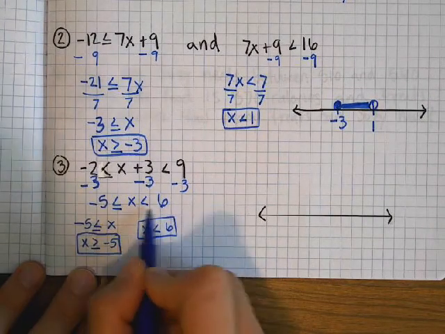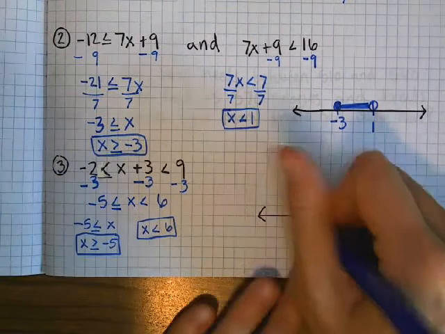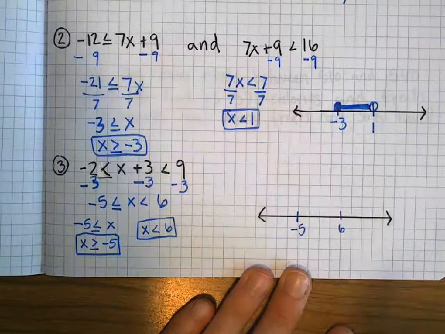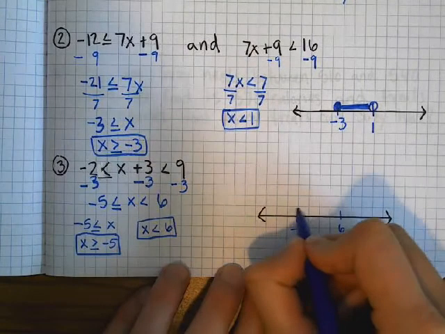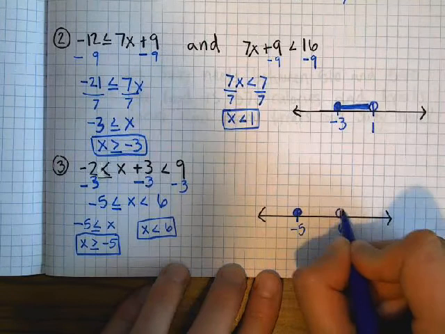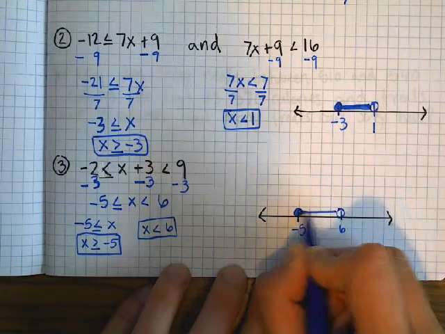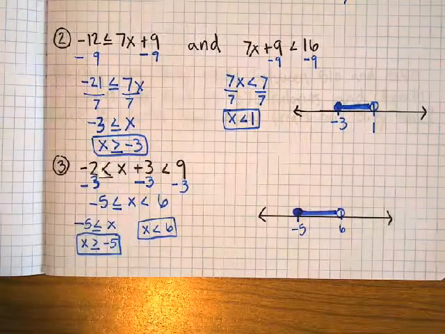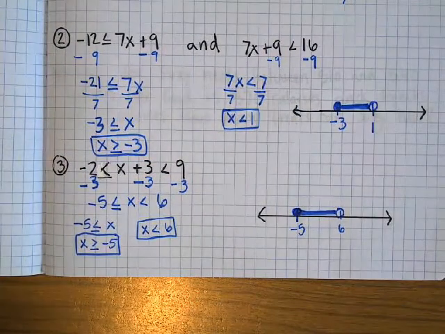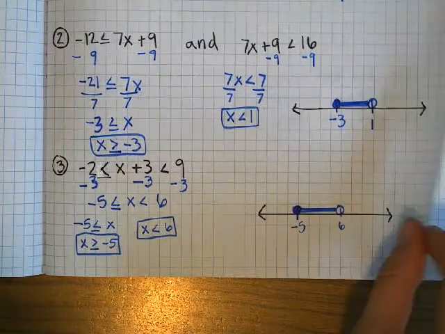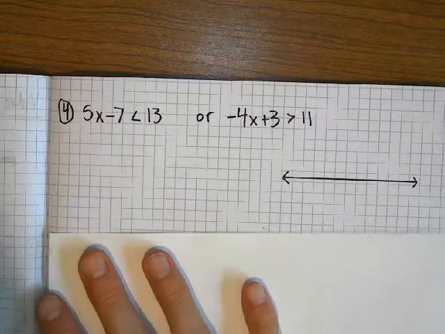If you think that writing it in this one big inequality makes sense to you, then go ahead and do that. This is just whatever makes sense and is easiest for you. So here we've got a closed circle on -5 and an open circle on 6, and we are coloring in between. Okay, and that is what our true inequality looks like. Okay, we've got 3 more problems.